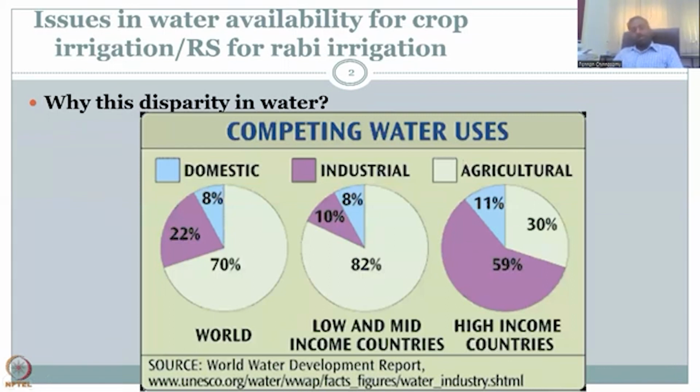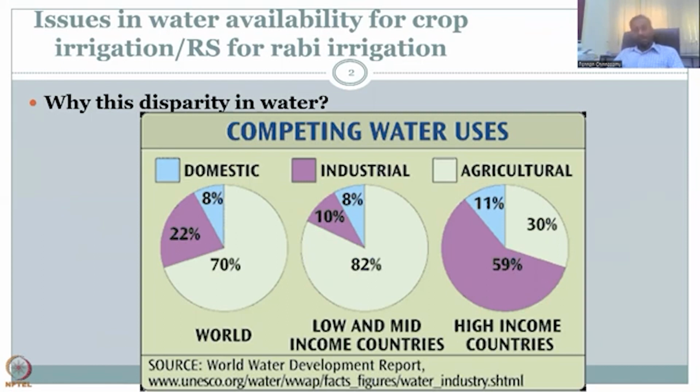In today's lecture, I would like to discuss issues in water availability for crop irrigation, especially the Rabi irrigation and Zaid irrigation, where it is non-monsoon irrigation. We will club it together and say non-monsoon irrigation. But before that, I've already touched base on this graph, and it is very important to revisit this graph for a minute.